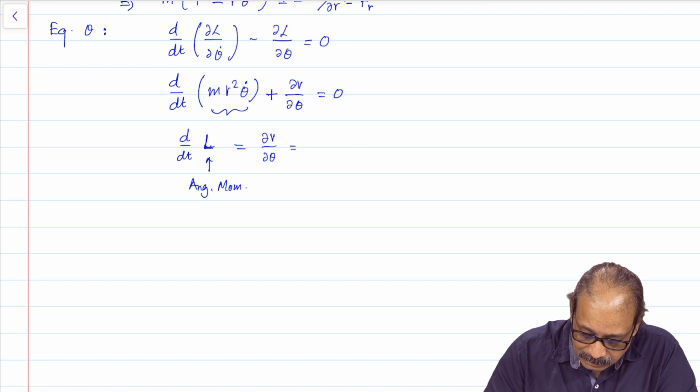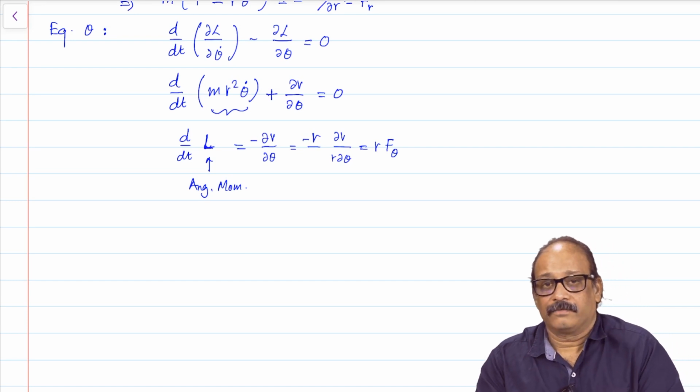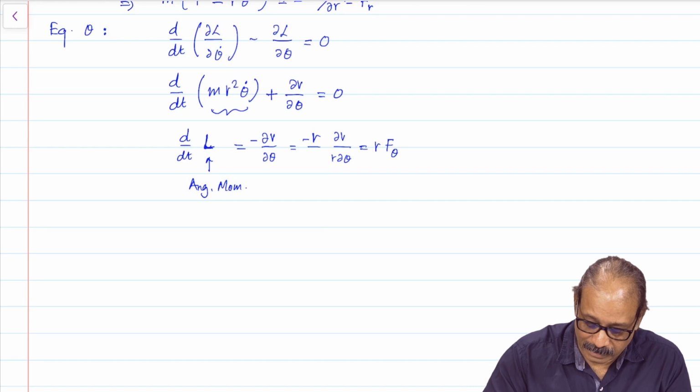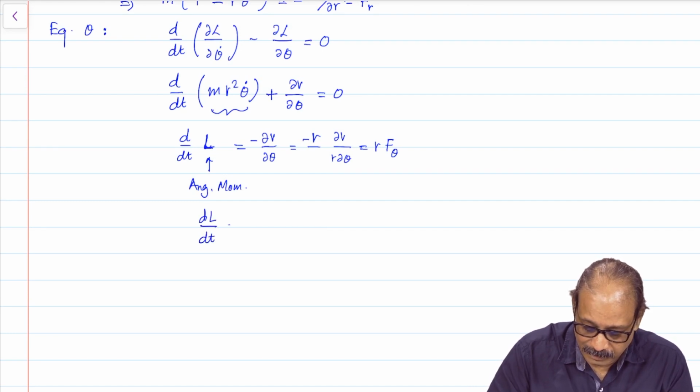This is nothing but 1 over R. So, I will write it as R into del V by R times del theta. This is nothing but R f theta, sorry, with a minus sign. And what is R into the tangential force? This is in fact torque. So, the second equation we get is dL by dt is equal to torque and the force.